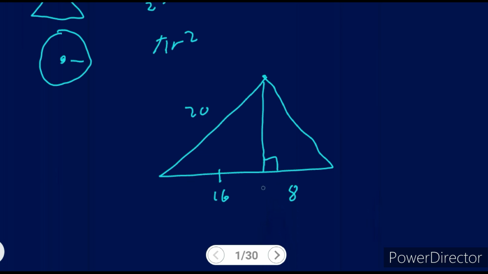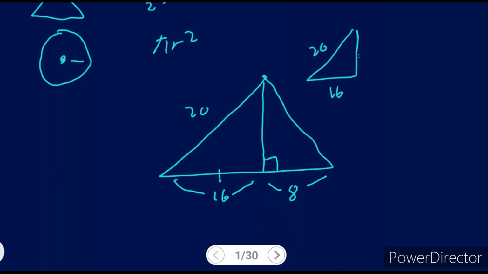So you are told that this part is 16 and this part is 8, so we know it's 24, but we've got a problem. We don't know the perpendicular height. Well, what you'll do is that you'll use Pythagoras theorem because it's a right angle triangle. So in this specific triangle, we've got this length as 16, we've got this one as 20. We need to get this.